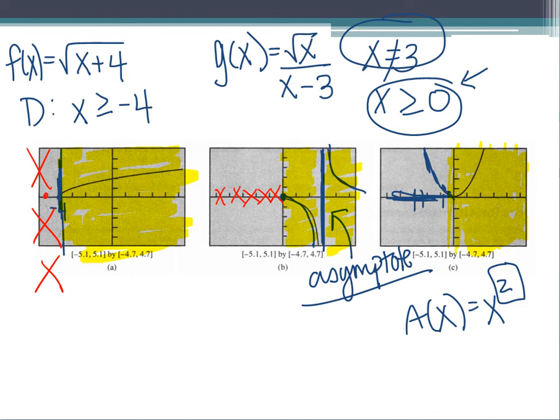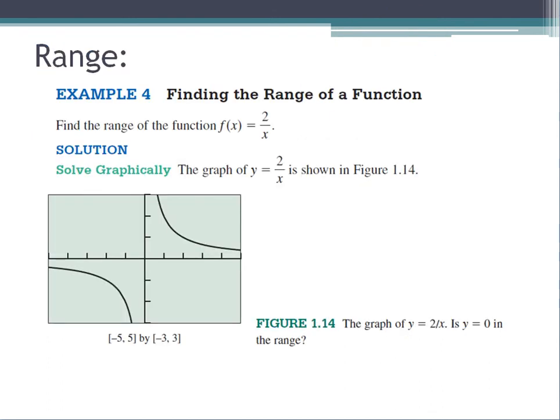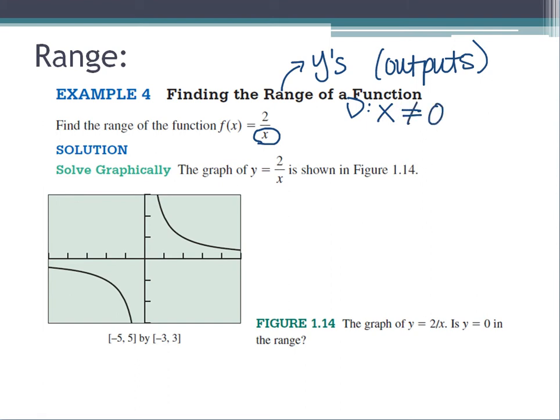Okay, one more example we're going to look at is the range. Now range is harder than domain. You can kind of try and think it through, but sometimes it's just going to be easier to graph it. So range, remember, are the y's, the outputs. So you have to think about what you're going to get out of it. Okay, now we can plug in every number we want here except for 0. So the domain is all real numbers except for 0 for x.